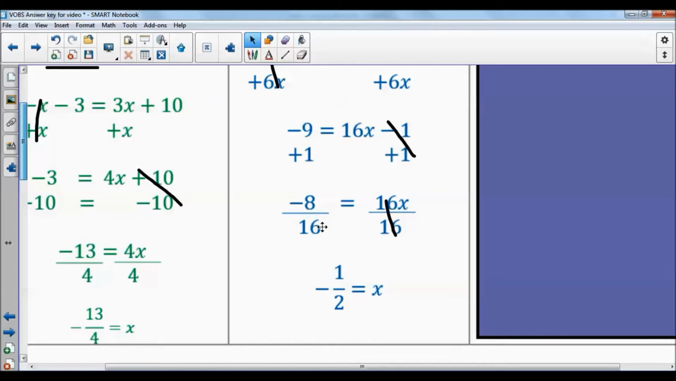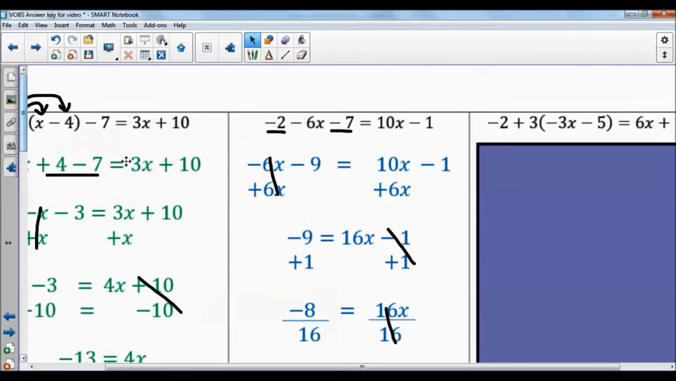We can divide the top and the bottom by 8. Okay, I'm not checking my answers here, but if you wanted to, you could take your answers and plug them back in for x and make sure that you are doing things correctly, right? You would just have to make sure that this side of the equation is equal to that side.